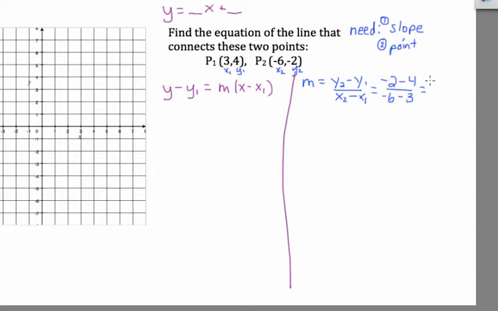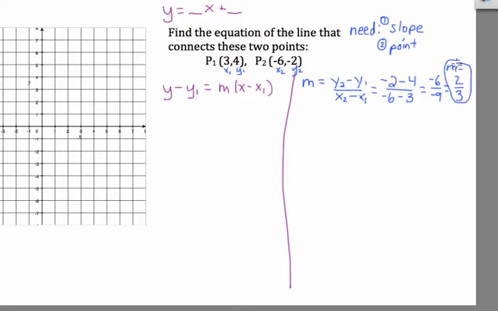Negative 2 minus 4, think money, lose 2, lose 4 is negative 6. Negative 6 minus 3 is negative 9. A negative divided by a negative is a positive. 6/9, let's see, we can reduce that. A 3 divides out of both top and bottom. If I divide a 3 out of the top, I'll get a 2. And if I divide a 3 out of the bottom, I'll get a 3. And remember, 2 negatives divided will make a positive.